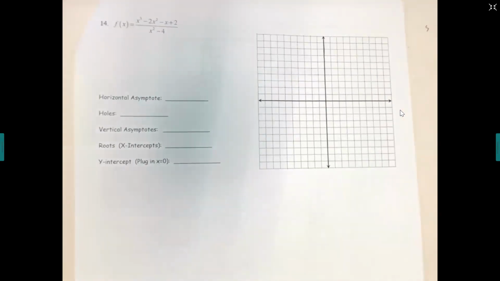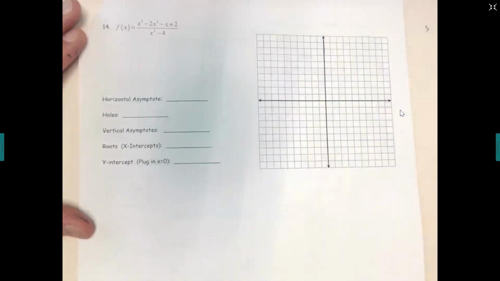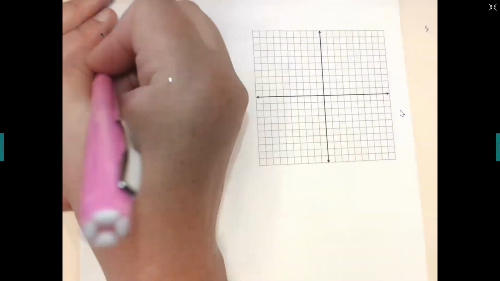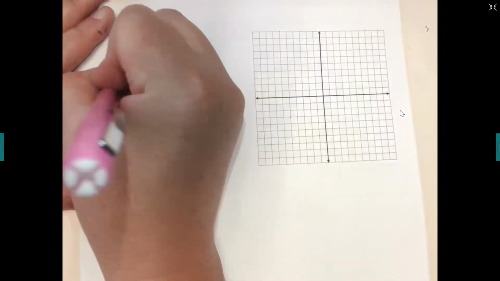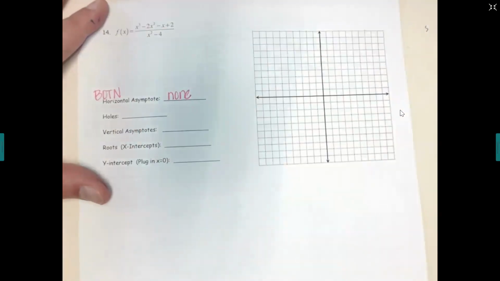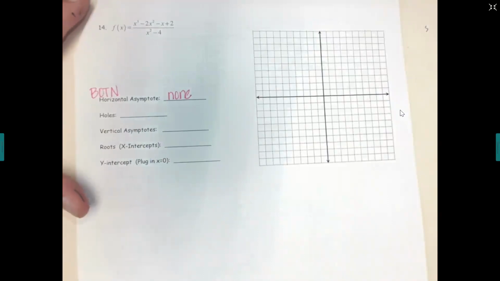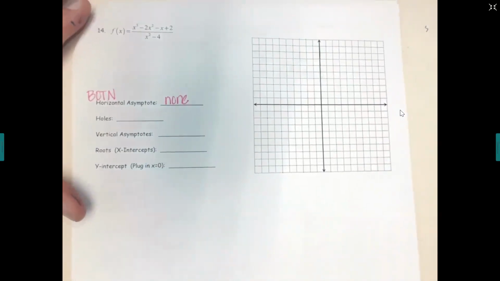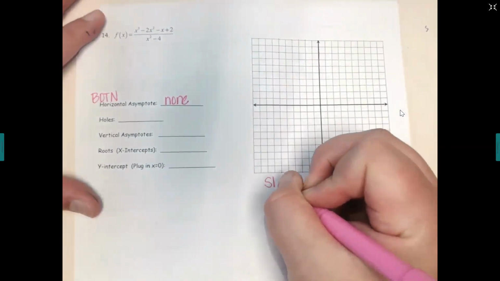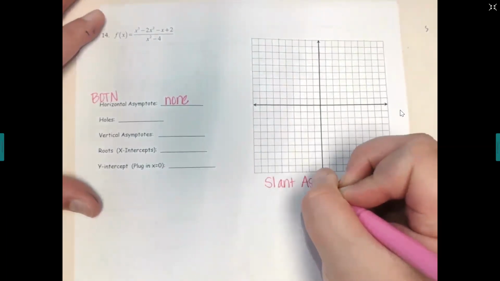Okay, first question, is it a bobo, a bottom, or a bed seat for number 14? Okay, it is a bottom, that means bigger on top, none. However, if it's bigger on top by exactly 1 degree, then what can it have? An oblique or a slant asymptote, and is it gonna have one here? Yes, so I want you to put down here, slant asymptote.